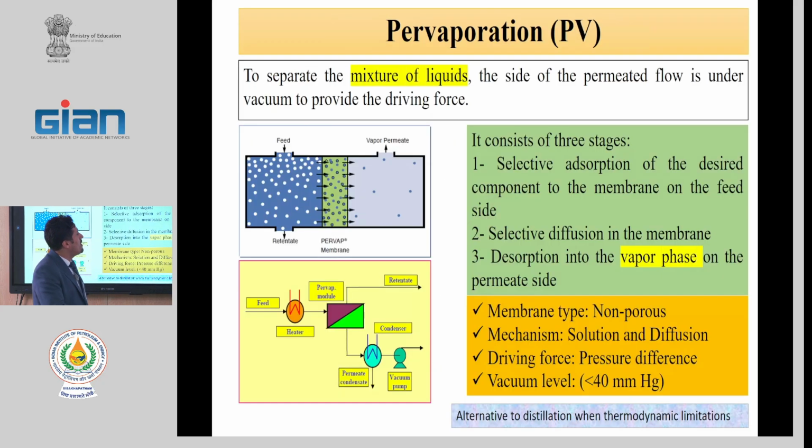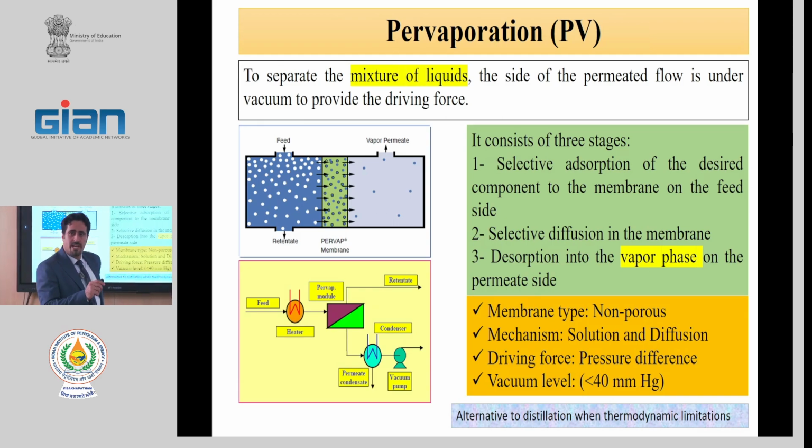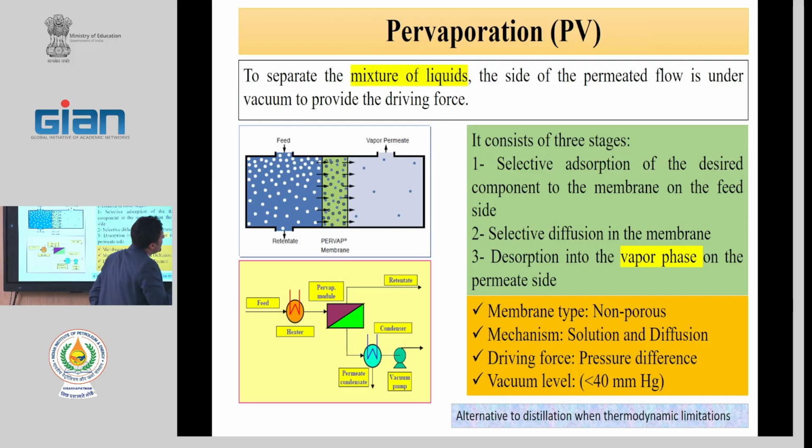In the pervaporation membrane, we have a non-porous membrane. Here we have no pores. The membrane is dense. We have a feed, and here is the air. But for increasing driving force, we have a vacuum here. We have a little vacuum that causes the driving force for permeation of the ethanol through this membrane.